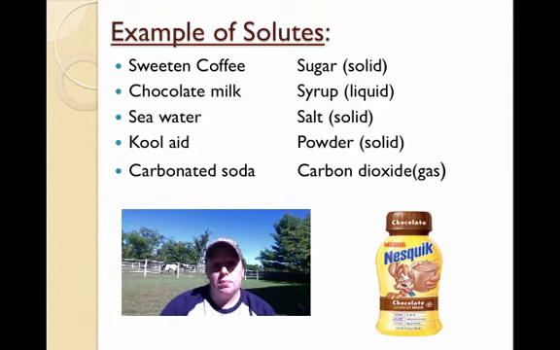So examples of solute, if you have sweetened coffee, might be sugar. If you're making chocolate milk, you could add a liquid to a liquid, and that would be the syrup. Seawater would be the salt. Kool-Aid would be the powder. And carbonated soda would actually be that carbonation, that carbon dioxide, so the bubbles or the gas.